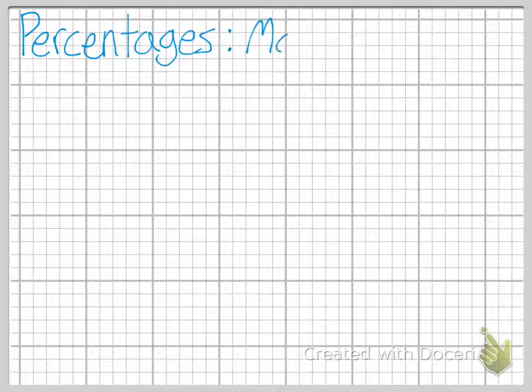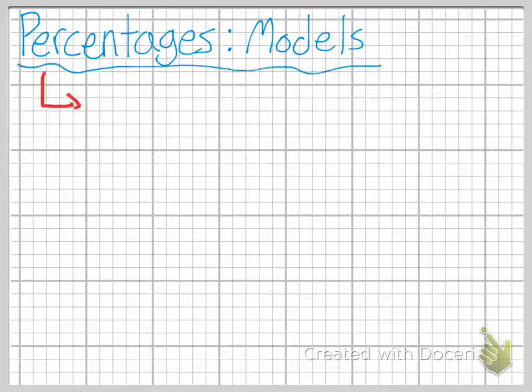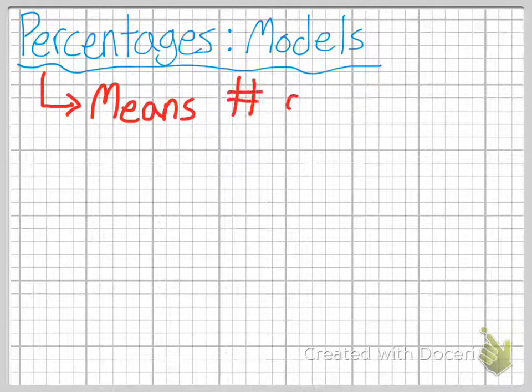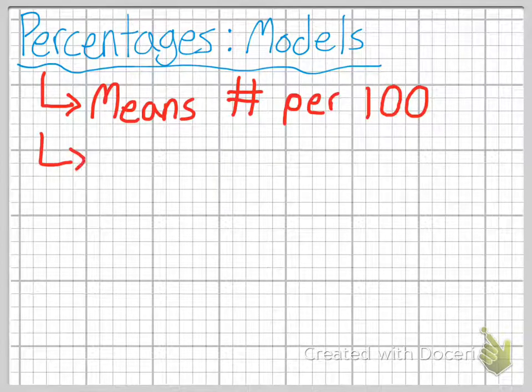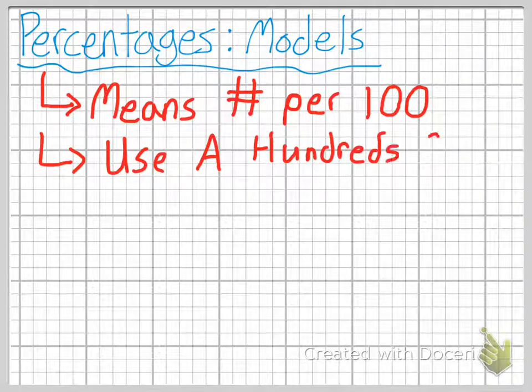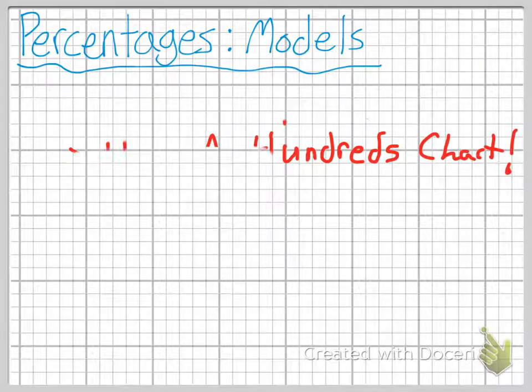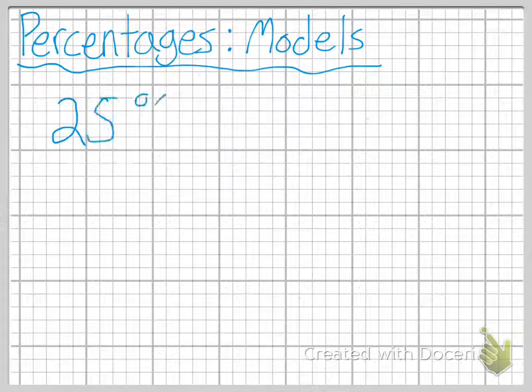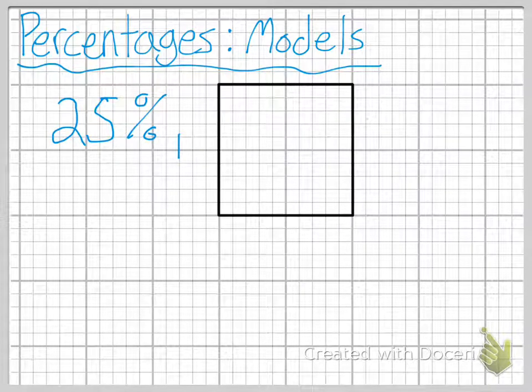So in this video, we're going to look at percentages and how we represent those with models. Remember, percent means the number per 100. So one of our models we can use is obviously a hundreds chart. Our first example here, we're going to look at a common percentage, which is 25%. I've outlined 100 squares, so a 10 by 10 grid.